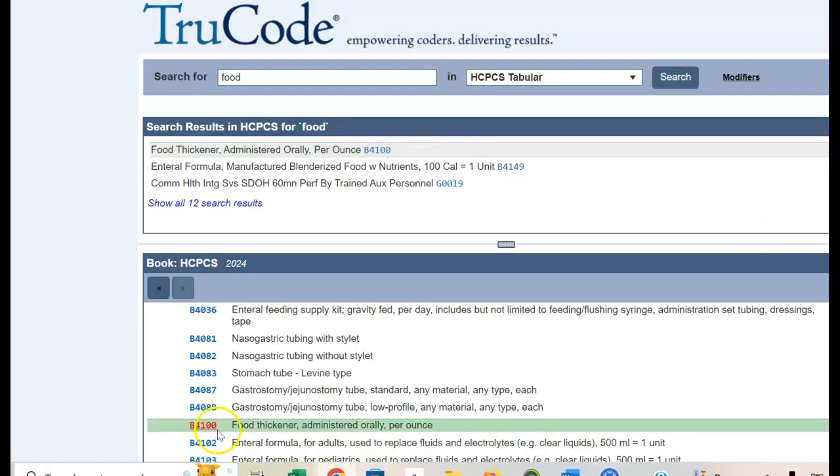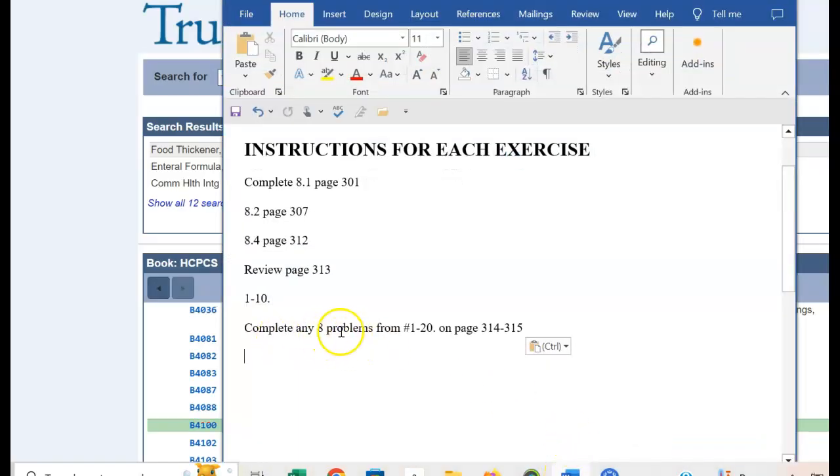So you're going to put for your answer for number 4, B4100, food thickener administered orally per ounce. Okay, now as you see here, it does say in the problem 4 ounces. So just put times 4, is all you need to do. Okay, so it just gave you the answer to one of them. The same thing, look for the main term. You can do any 10 out of these 20. Oh, actually only 8 problems. So I just gave you one, so you need to just do some digging for 7 more.